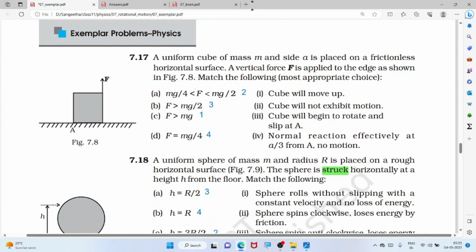Now, a uniform cube of mass m and side a is placed on a frictionless horizontal surface, and a vertical force is applied at the edge. You can go through the book for this formula. Under this condition, the cube will not exhibit motion when the force is less than this. When the force is greater, the cube will begin to rotate and slip at A. Force greater than mg, the cube will move up. mg is the gravitational force. When you apply more than the gravitational force, it will move up. So you can go through this.